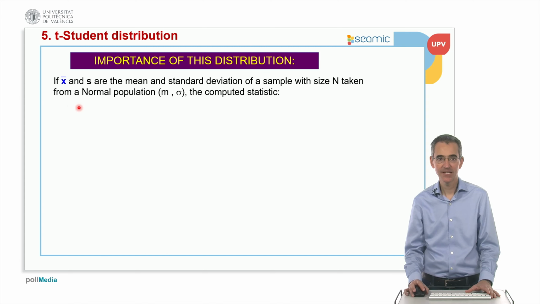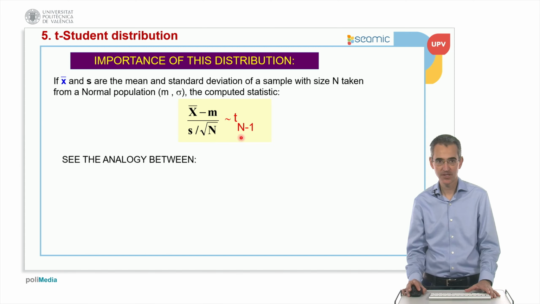Okay, importance of this distribution. If the sample average and the sample standard deviation are the mean and the standard deviation of one sample of size n taken from a normal population, okay, remember, important, in this unit, in inference, we will always assume that we are dealing with a normal population. If we compute this statistic, the sample average minus the population average divided by the sample standard deviation divided by the square root of the sample size, this statistic follows a student t-distribution with n-1 degrees of freedom.